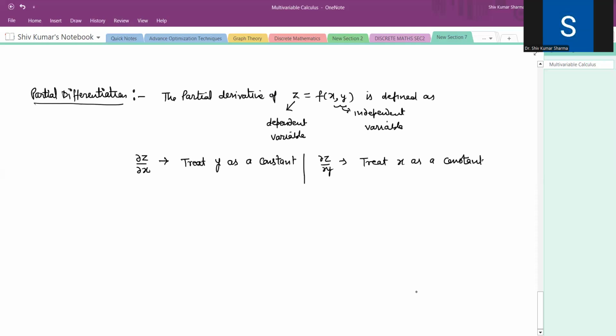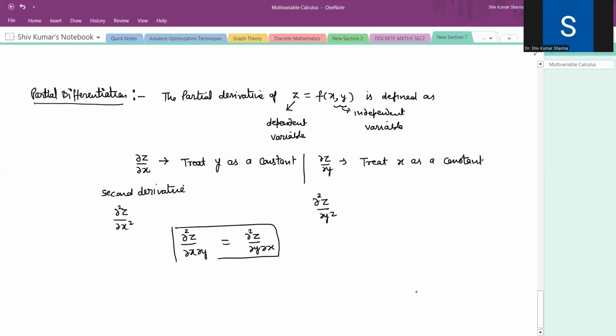Similarly, we do the second derivative. We write it as del square z upon del x square, and we do the same thing, that means we treat y as a constant. Here we calculate del square z upon del y square with respect to y. For the second derivative we have another term, del square z upon del x del y, which is always equal to del square z upon del y del x.